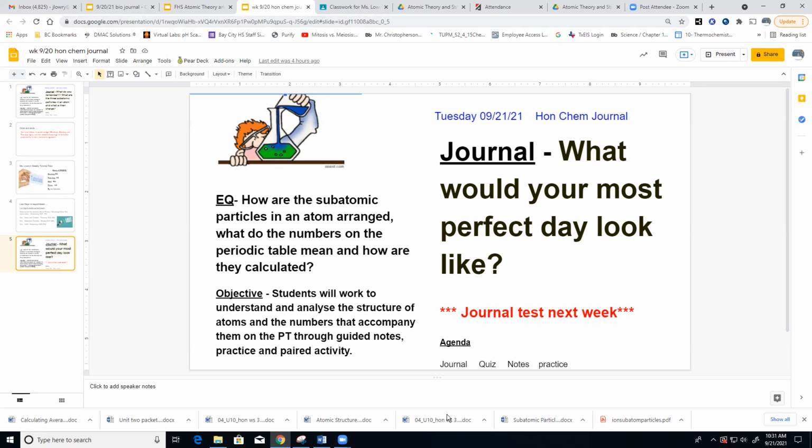All right, if y'all will clear your desk, excuse me, but leave your timeline on there. Okay. So. I know I have a couple of people's timeline, I think.